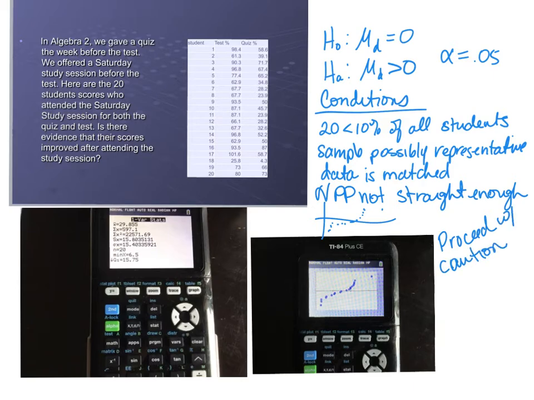If you get this case on the AP exam, I definitely think you should keep going, but proceed with caution because not all the conditions are met, but if they were, this is what we would do. So proceed with caution for a matched pairs t-test with 19 degrees of freedom.